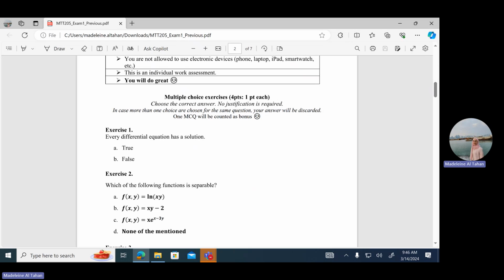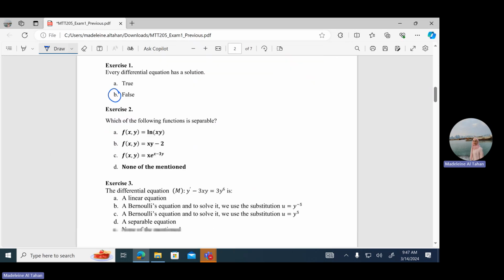Every differential equation has a solution. Is that true? Now we need to check which of these functions are separable. What do you mean by separable? Exactly. We can separate them into two boxes: x only and y only, under multiplication, right? Let's look at this first one. Are we able to do it? xy minus 2.